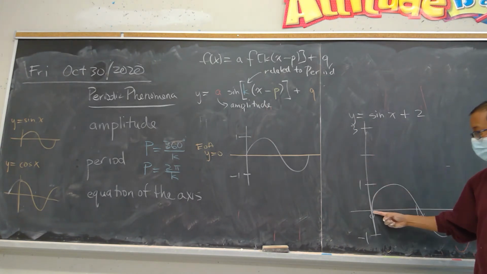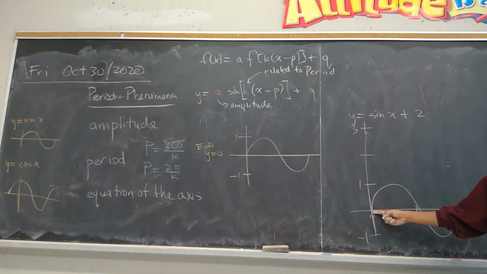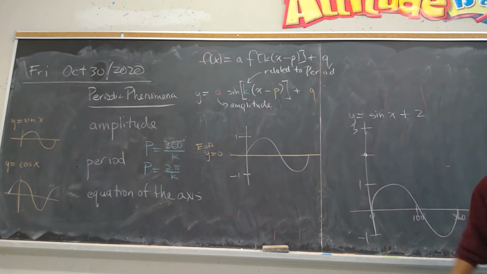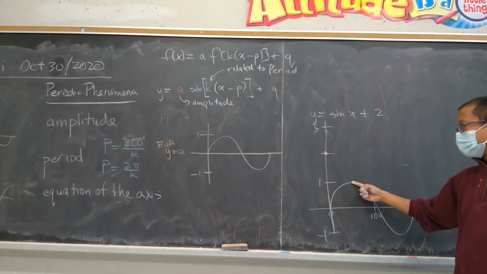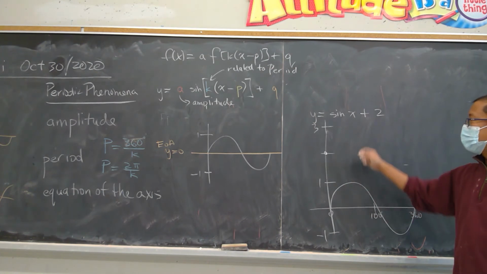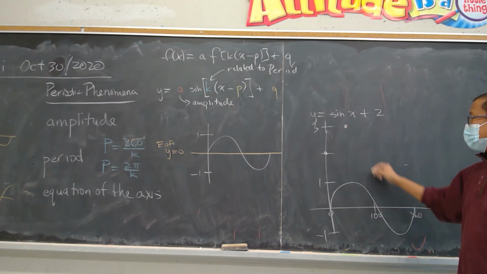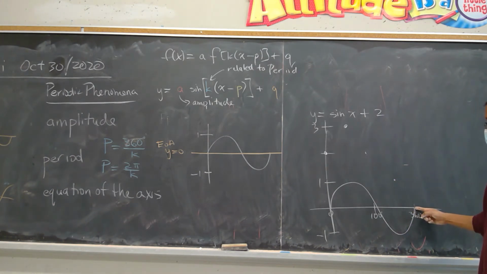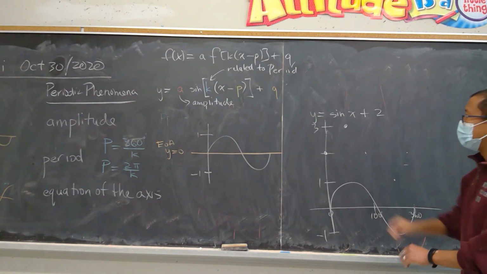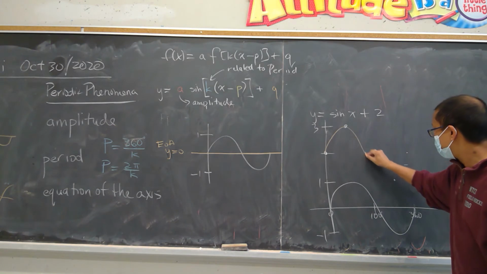So this point at 0, 0 is going to shift up 2 units. This point, which is 90 and 1, shifts up 2 units. So it's going to be 3. This one is up there. 270 and negative 1 goes up 2 units. So it's going to be there. And then 360 and 0 is going to be there. So this is the new graph.